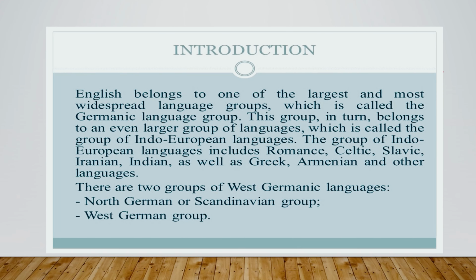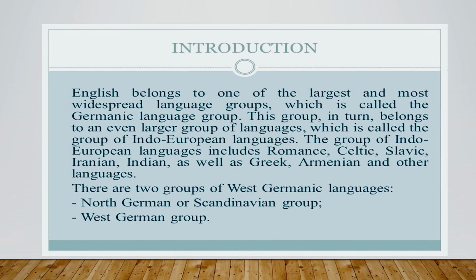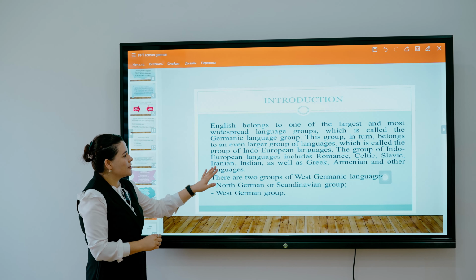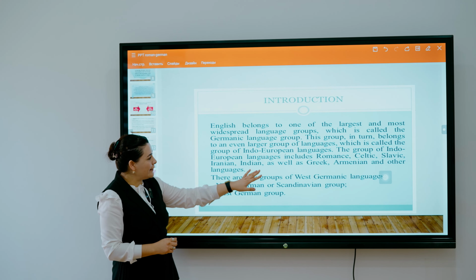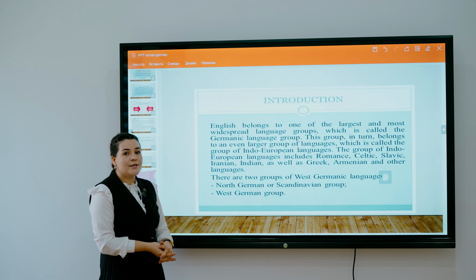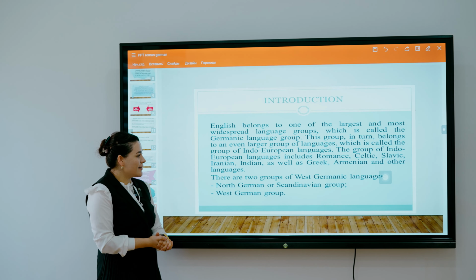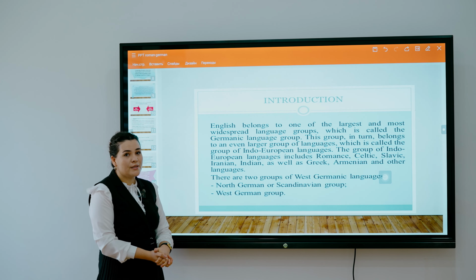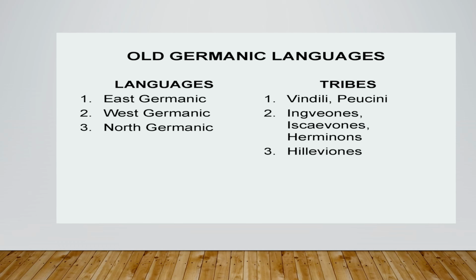Next, English. English belongs to one of the largest and most widespread language groups, which is called the Germanic language group. This group in turn belongs to an even larger group of languages, the group of Indo-European languages. The group of Indo-European languages includes Romance, Celtic, Slavic, Iranian, Indian, as well as Greek, Armenian, and other languages. And we should know about the groups of Germanic languages. There are two groups.